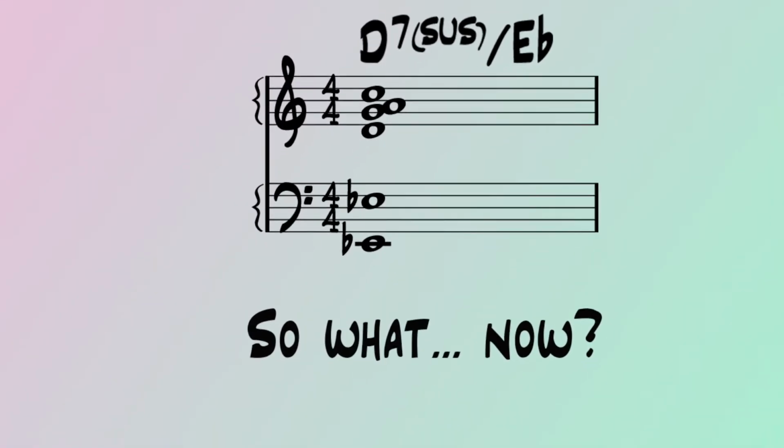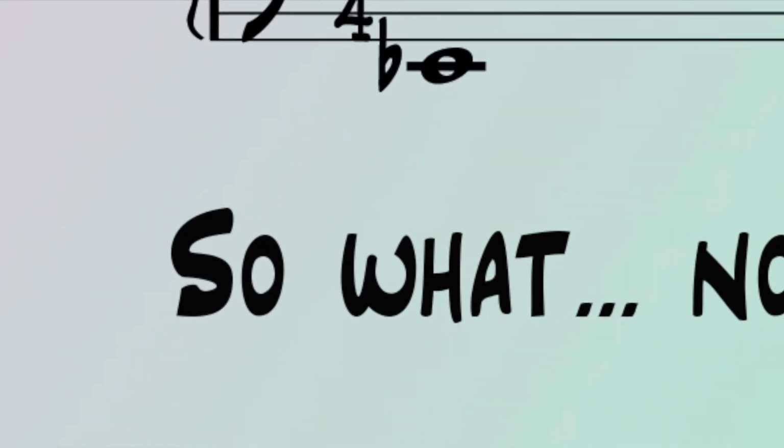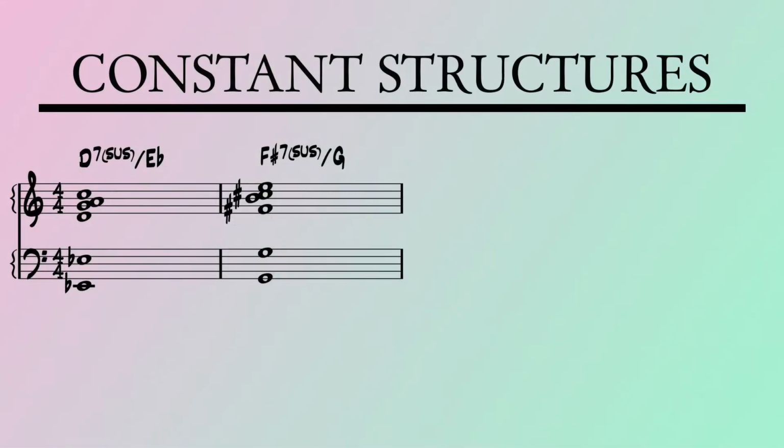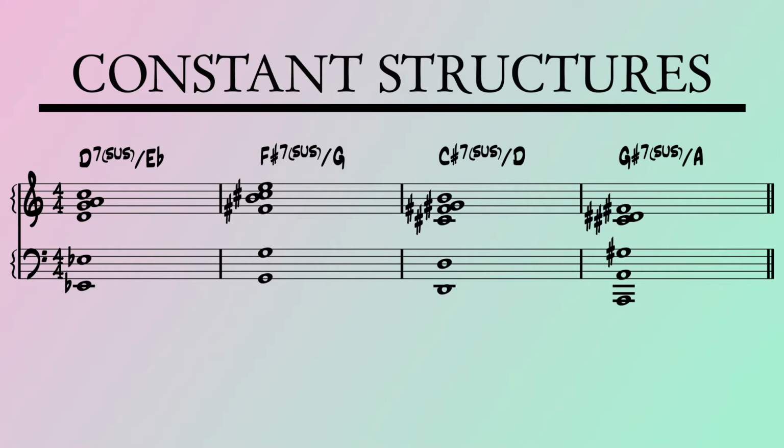In order to have constant structures, you will have to have multiple structures, right? So what if we moved it up by a major 3rd? Well, how about down by a perfect 4th? What about descending another perfect 4th?